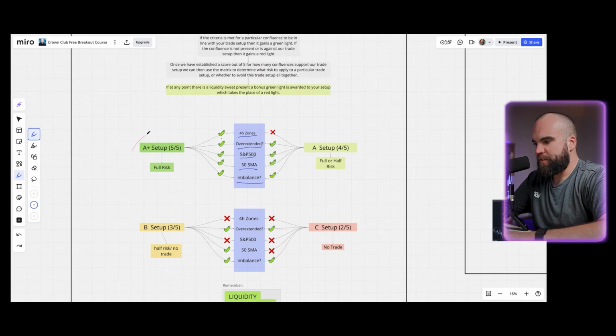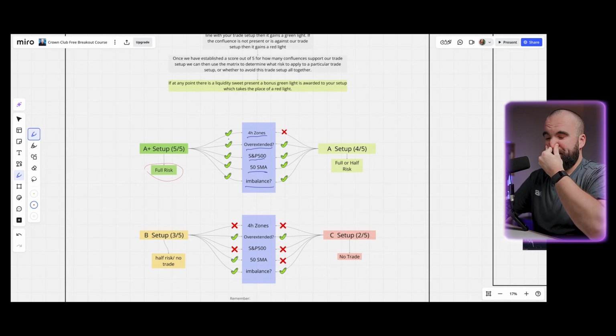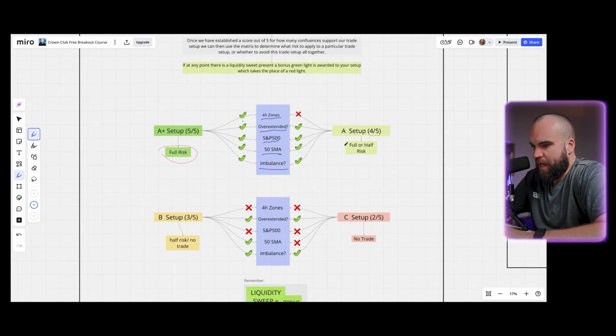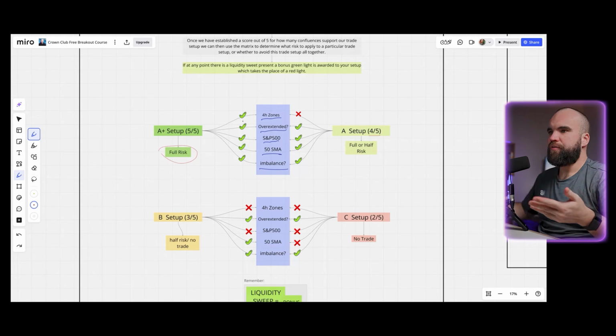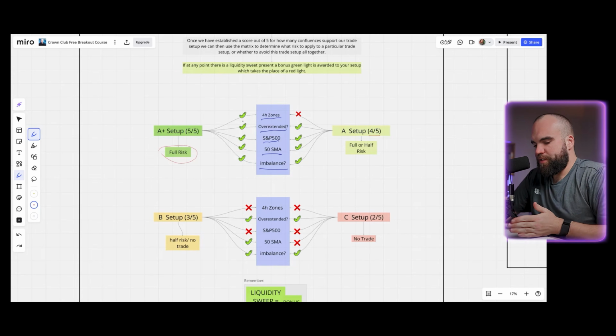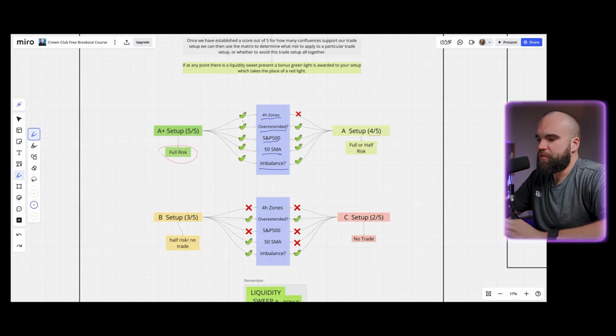So an A+ setup, which is 5 out of 5 of the confluences, I usually will go in with full risk, okay? If it's an A setup, meaning we've only got 1 against us, 4 out of 5 of our confluences, I then go full or half risk on this setup. So by full or half, I'm meaning that depending on how my trades have gone before this, so if I've got quite a few winning trades behind me, I'm going to go full risk. But if I'm in a slight losing streak or I've taken a couple losses, I'm still going to go half risk, okay?